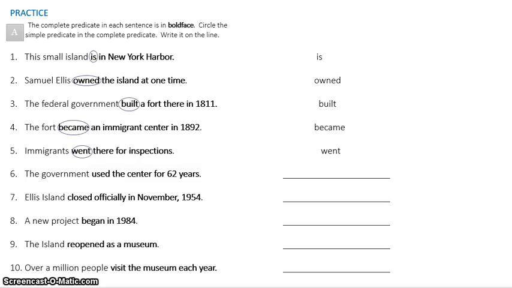Number 6, the government used the center for 62 years. Used the center for 62 years is your complete predicate.